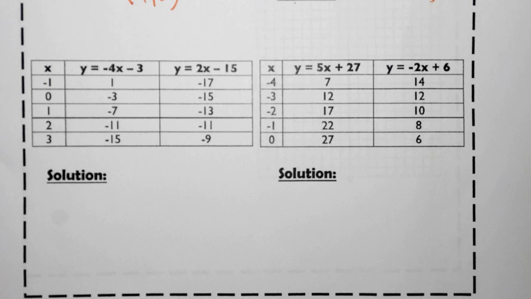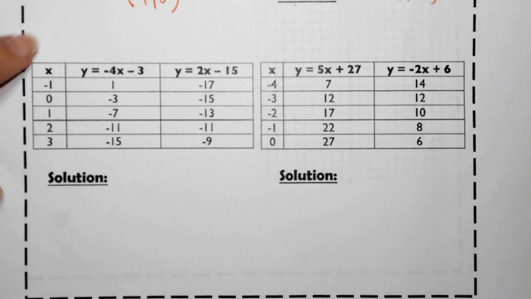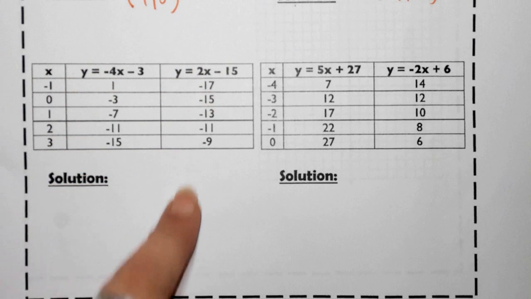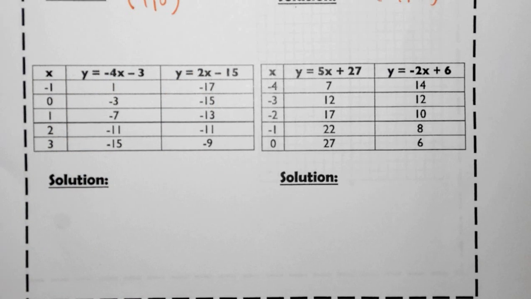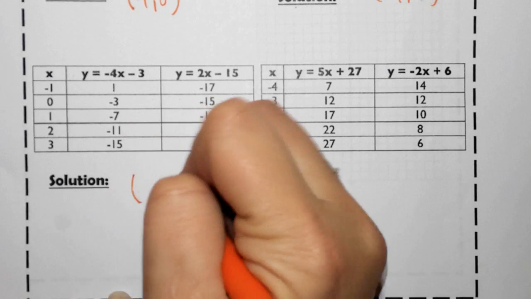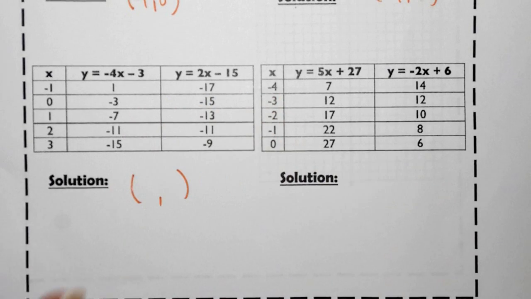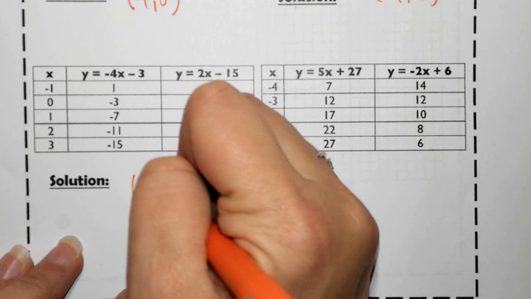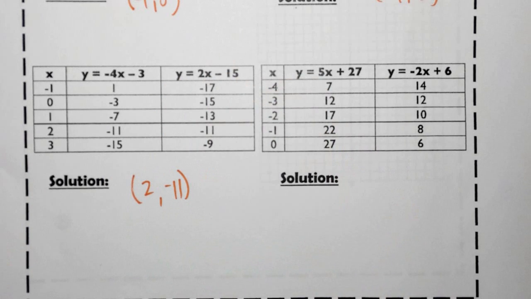X and Y have to be the same. So look, this is X, and then these are your Y values. So look for where Y's are the same. Oh, I see. Negative 11. Okay, so what would the coordinate be? What's the X value? 2, negative 11. Awesome job. Take a point.